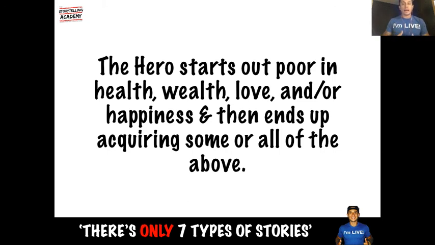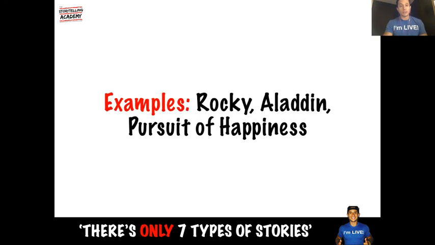So in this plot, the hero of the story is just down, like they're poor, like I said, in health, they're poor in wealth, they're poor in love, they're poor in happiness, or maybe all of them, right? Maybe they're poor in all of them. And what happens throughout the story that you tell is they end up leveling up. Pretty straightforward, okay? So examples of this in movies are Rocky, right?